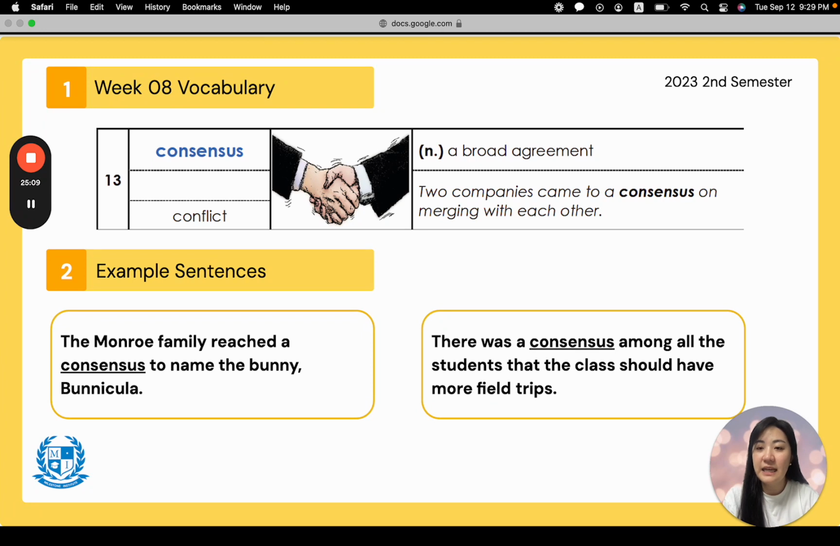Example sentence at the bottom: the Monroe family reached a consensus to name the bunny Bunnicula, which was true, right? Everyone was like, okay, yeah, that's a good name. Example 2 says, there was a consensus among all the students that the class should have more field trips. So all the students were like, yeah, we want more field trips. And the teacher was like, yeah, I do too. So everyone came to an agreement. Consensus.